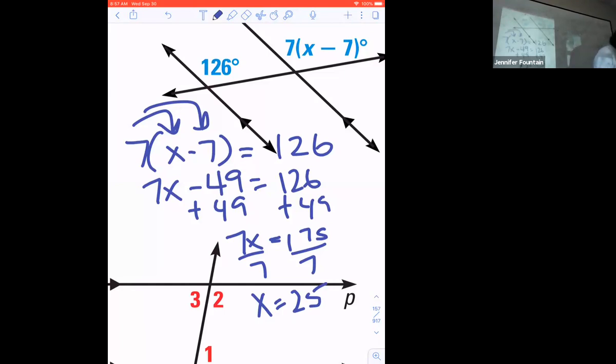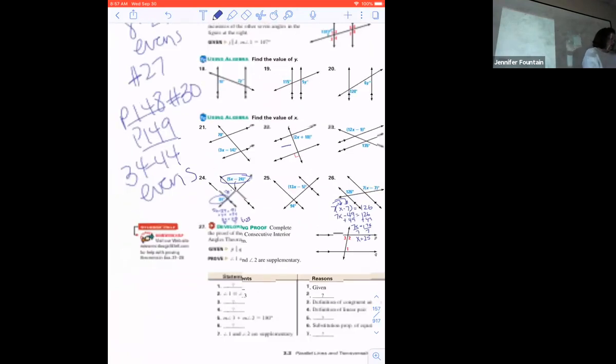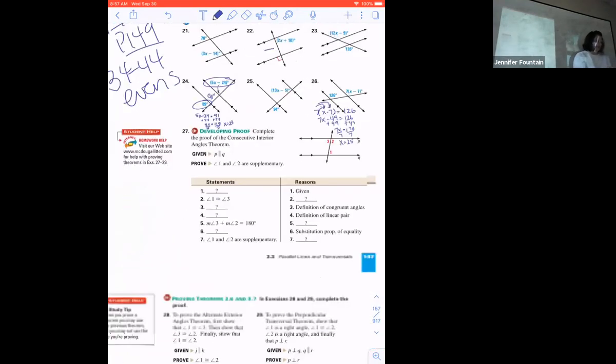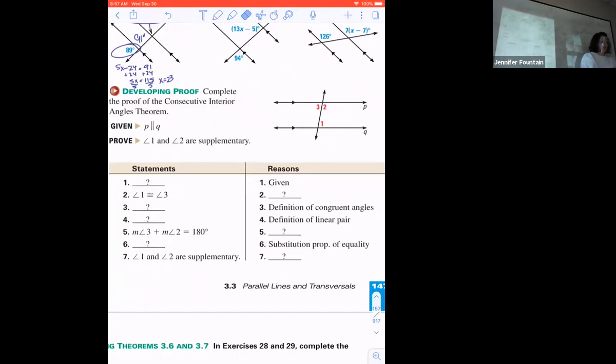All righty. Wait, I think we also did 27. Yeah, we did. We said 8 through 26 evens and number 27. So let's take a look at number 27. We have our diagram here.